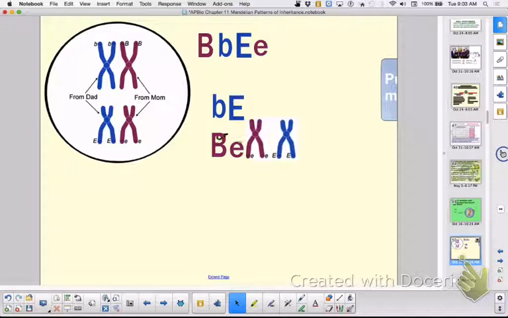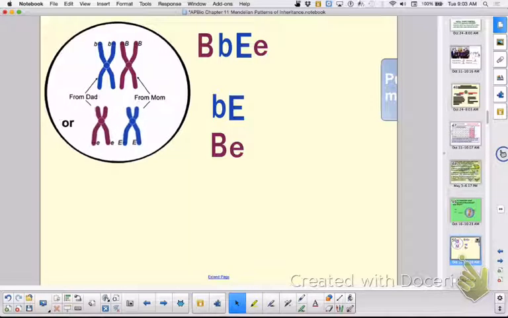But what if they lined up instead like this? If they lined up like that, what are my possibilities? I could get little b with little e, and big B with big E. So I have 4 potential gametes when I'm just looking at 2 traits. That, my friends, is the law of independent assortment.